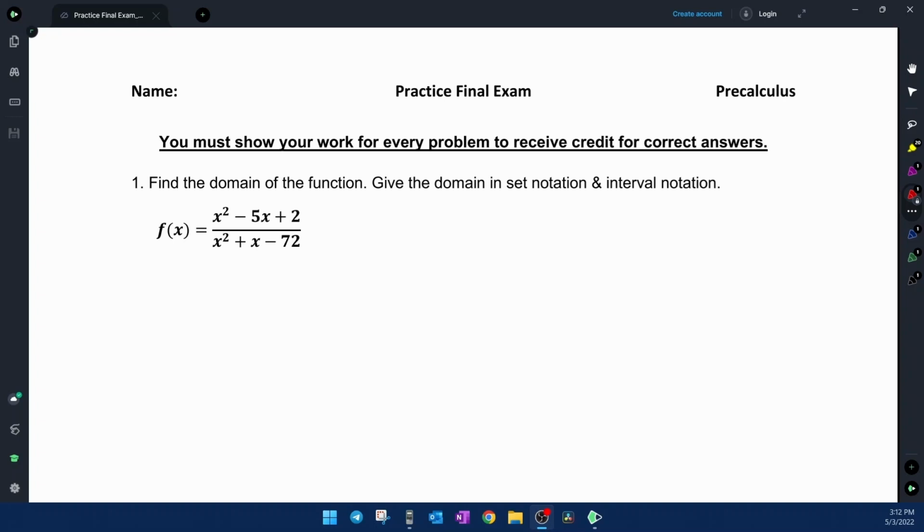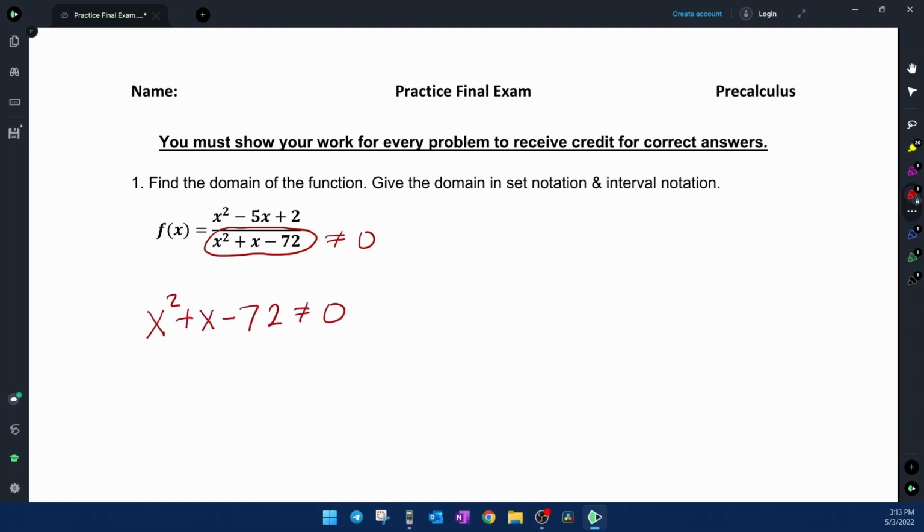So the first thing we notice is that we do have a rational function. And at this point, you should know that a rational function has a restriction that the denominator cannot be 0. So we're going to have to find the restrictions and then we can write the domain. So the first thing we want to do is set up a quadratic inequality and solve for x.